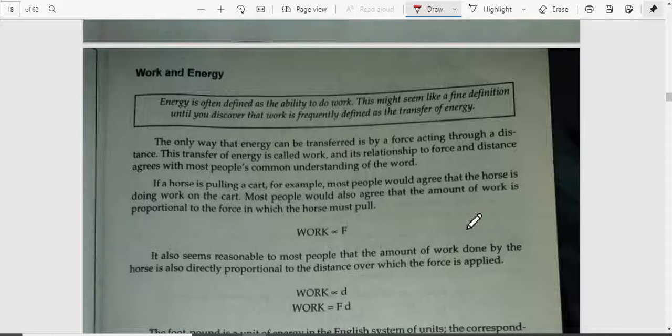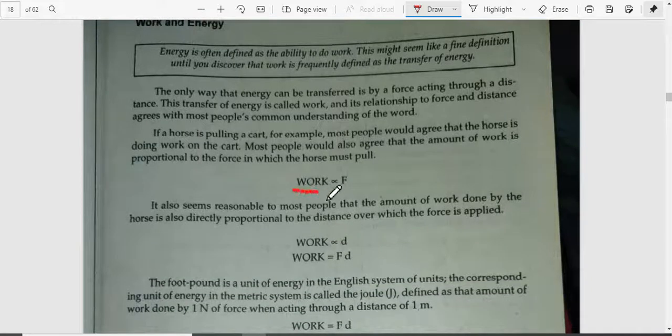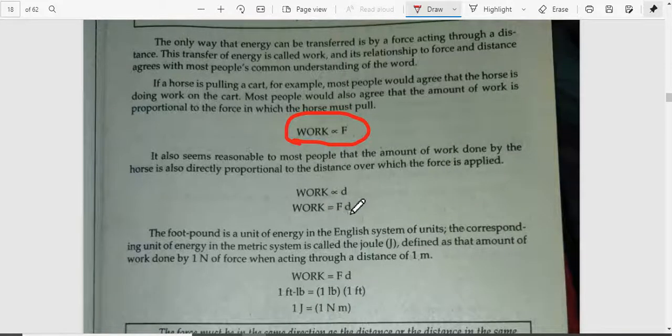Most people would also agree that the amount of work is proportional to the force which the horse must pull. Therefore, we can say in our formula that work is proportional to force. It also seems reasonable to most people that the amount of work done by the horse is directly proportional to the distance over which the force is applied, or how far it has traveled. Therefore, work is proportional to distance. Therefore, work is equal to force times distance.